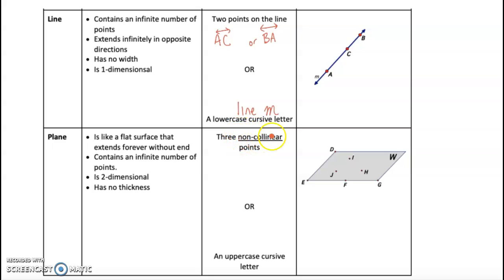Now I know we haven't technically defined this yet, and we will in just a second, but non-collinear just means 3 points that are not in a straight line. And I can show you very quickly why they can't be in a straight line.